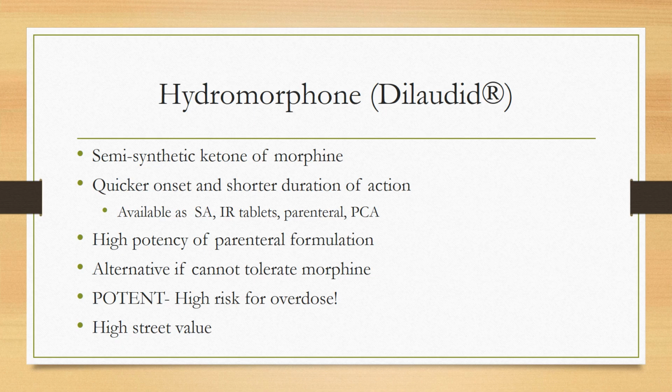Parenteral, and we can use this actually in a patient-controlled analgesia pump, so a PCA. So this is where you set a limit, patient presses a button, they get a dose of Dilaudid. It's kind of like a quick bolus dose where they're getting a little bit of Dilaudid continuously, and they just need a little bump to control their pain. This is good for patients who cannot tolerate morphine. The reason being because you don't see that histamine release. But there is a higher risk for overdose because this is far more potent than morphine. There's also a high street value in this because, again, it's far more potent than morphine.